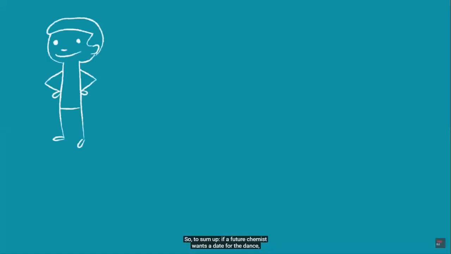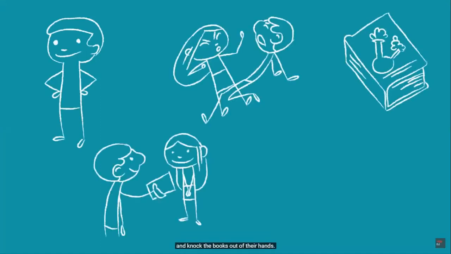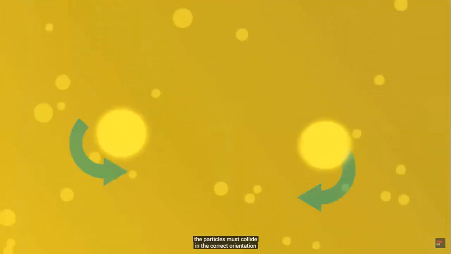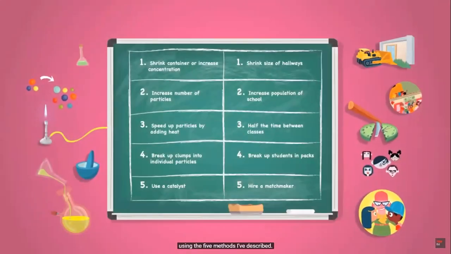So to sum up, if a future chemist wants a date for the dance, he must collide with another person and knock the books out of their hands. And if a chemist wants a chemical reaction to occur, the particles must collide in the correct orientation with an appropriate amount of energy. And both of these processes can be accelerated through the 5 methods I've described.